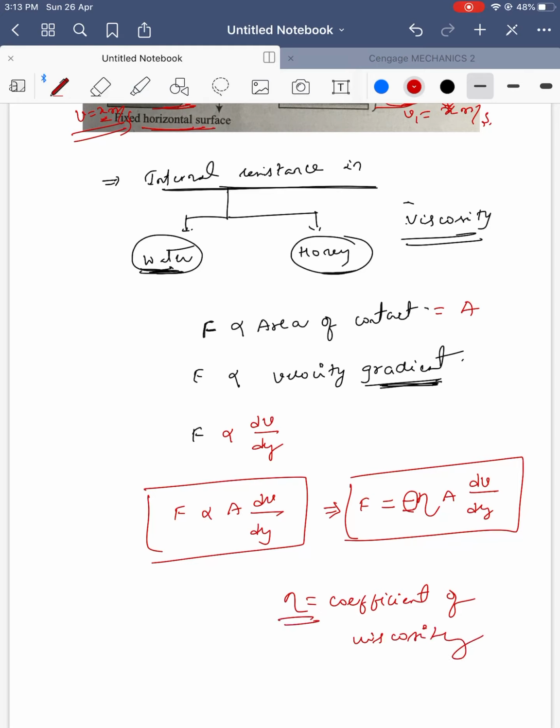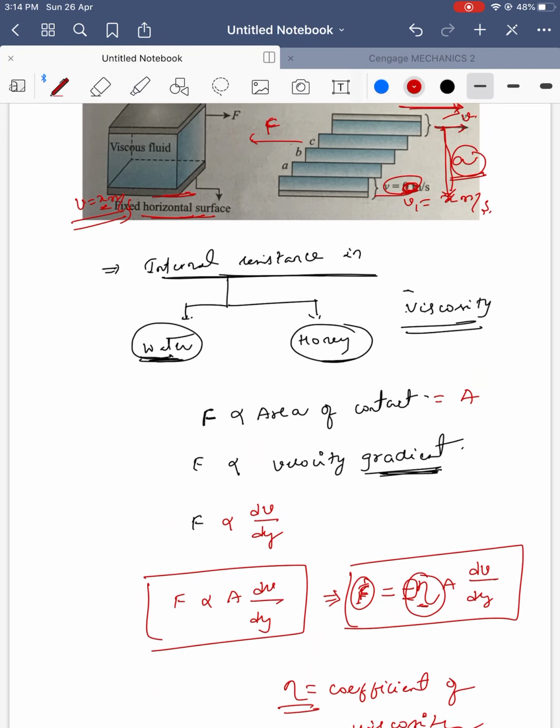If nu is more, the force required to move the body will be more. Remember, nu is a property of matter. It doesn't change with force. If I increase the force, what happens to nu? Nothing changes. Nu is a property of matter. For water it has a particular value, for honey, for oil it depends on the matter.